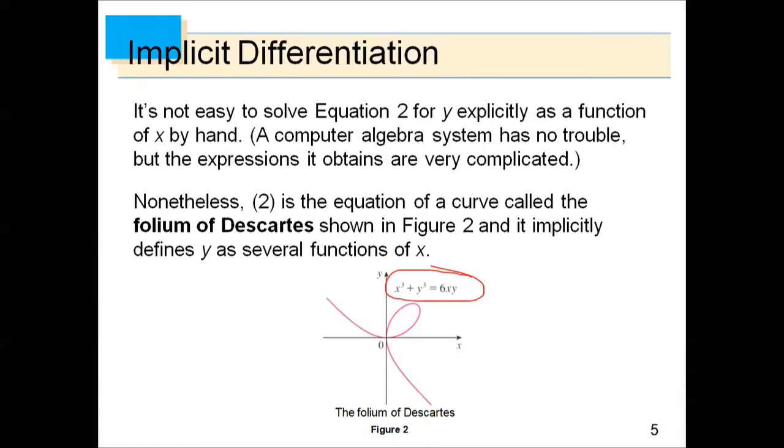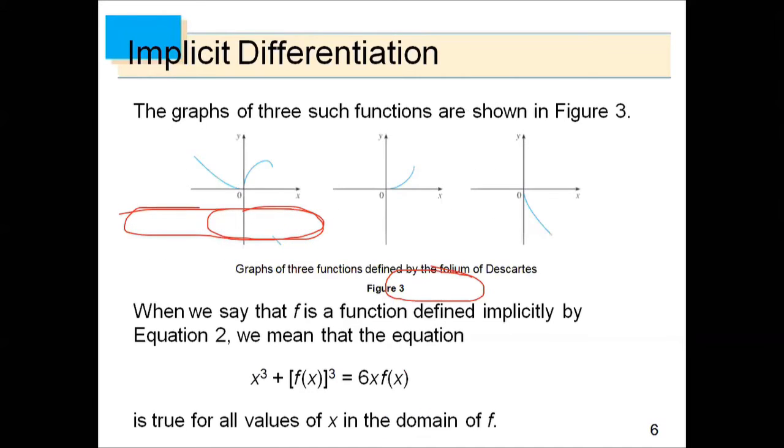Okay, now, this is what we have to deal with. We have to deal with such functions. How do we find the derivative of such functions? This shape is called a folium of Descartes. That's what we are trying to do right now. We'll come to those questions very soon. Let's look at this.